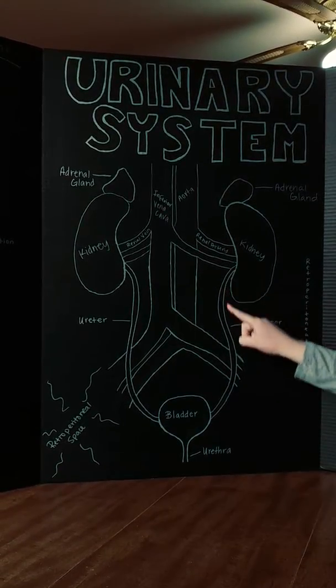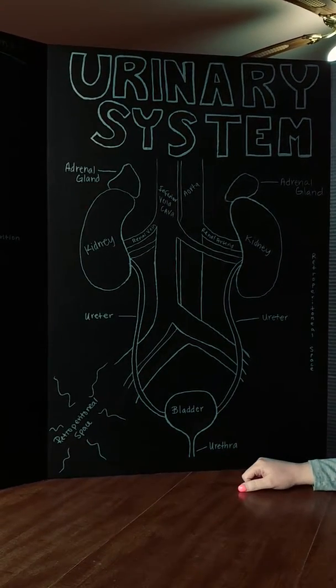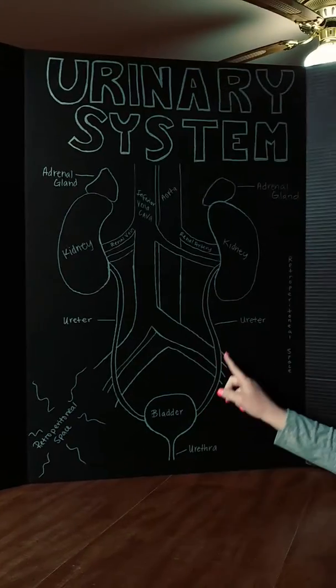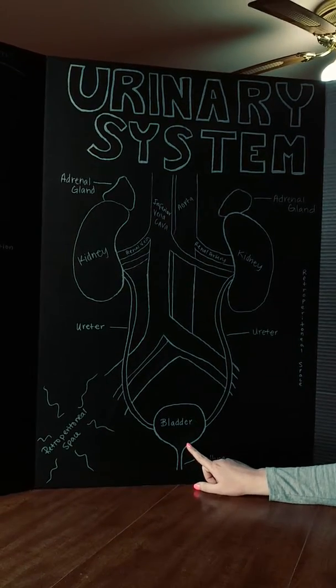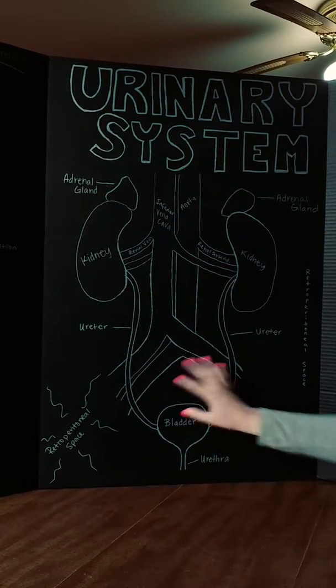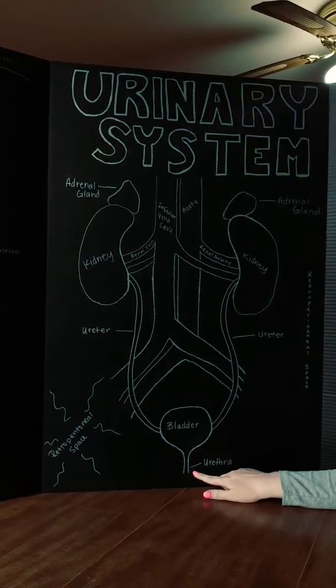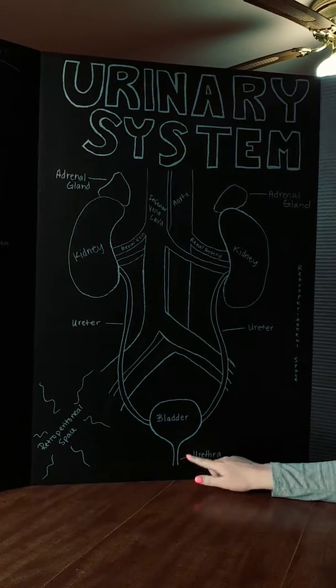The ureters, which are here, they are a 12-inch tube that connects the renal pelvis of the kidney to the bladder, which is here, and they move urine into the bladder. The bladder is an expandable reservoir for holding urine located in the pelvic cavity. The urethra, which is here, is a tube that carries urine from the bladder to the outside of the body.